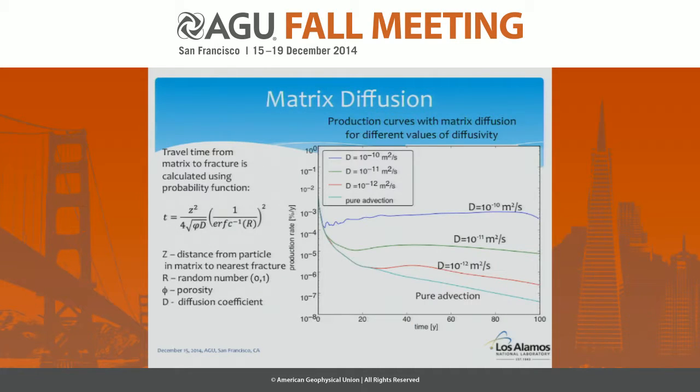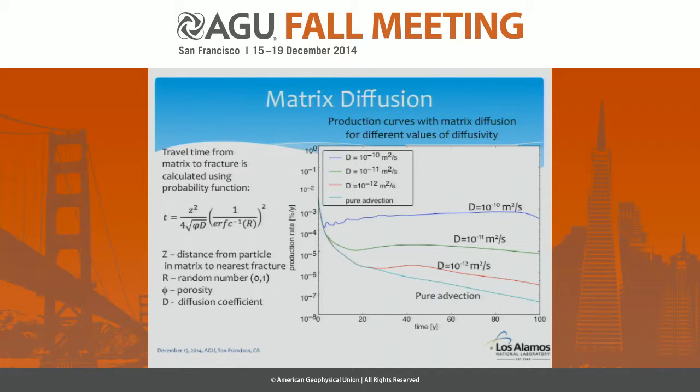So the next thing that we did, we seeded particles over the whole domain, not only on fracture surfaces. And we calculated for particles the distance to the closest fracture, and we use this equation in order to estimate the travel time needed for gas to go from porous media to fractures. This equation is a function of the diffusion coefficient and the porosity of the medium.